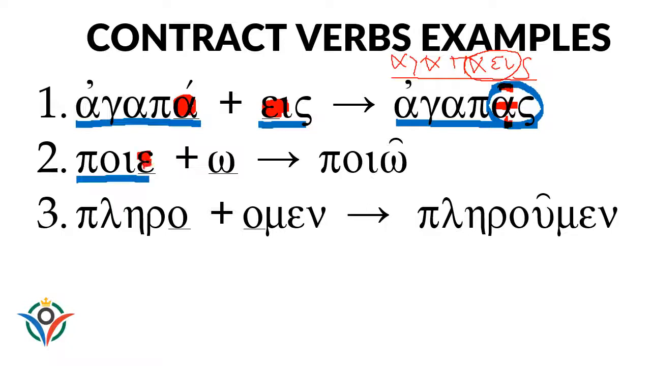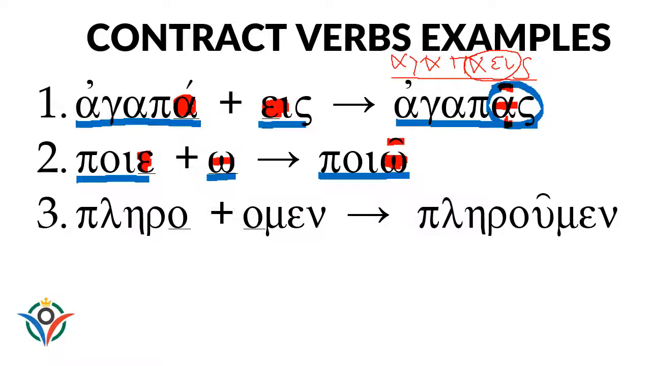All right, so very similarly, the second example, you have poieō, and there you have the contract vowel epsilon meets the verb ending, the omega, to form the new verb ending poiō. All right, so you have the omega with the circumflex.